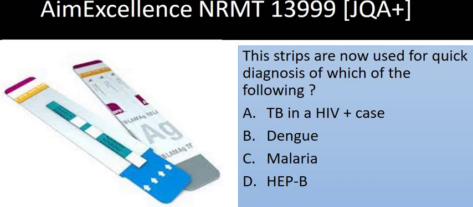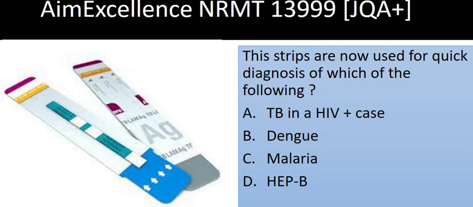Here we are continuing again in the JQ plus mode. So apart from giving the answer, we are going to give you some important points too. So see this particular picture. This is a test strip which has been given out here. These strips are now used for quick diagnosis of which of the following. A is TB in HIV positive cases, B dengue, C malaria, D hepatitis B.